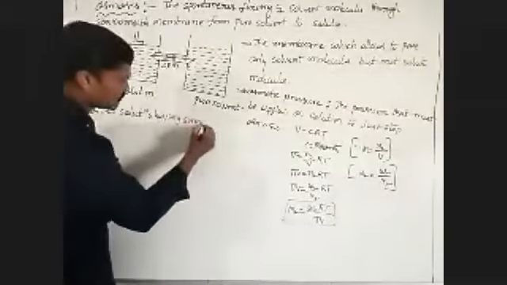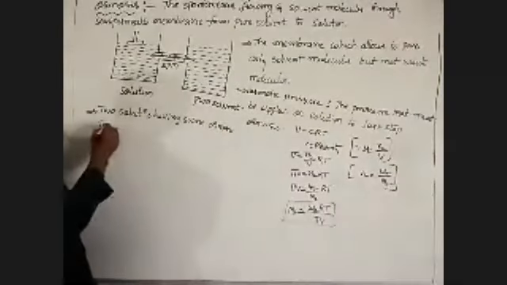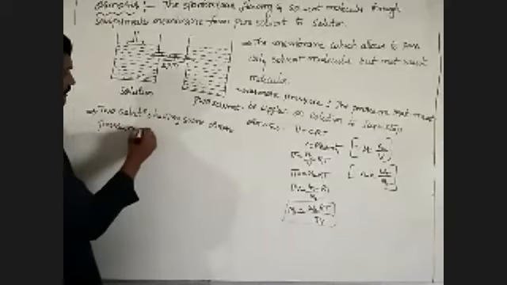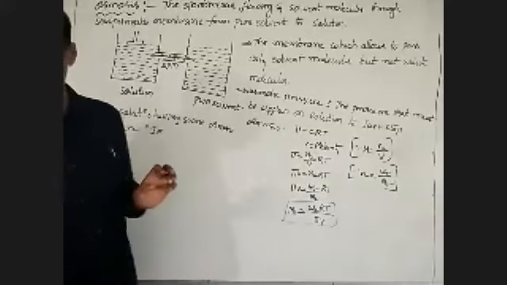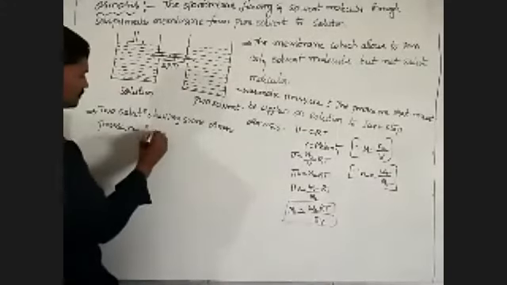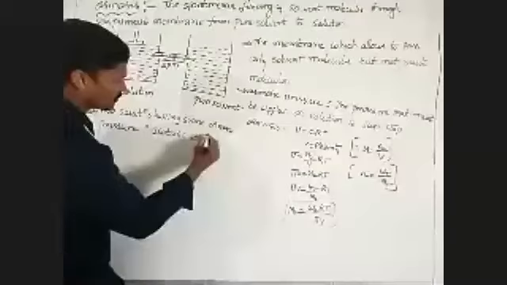Okay. Any two solutions having the same osmotic pressure are called isotonic solutions. It is very, very important. What does isotonic mean? Two solutions have the same osmotic pressure. This type of solutions are called isotonic solutions.